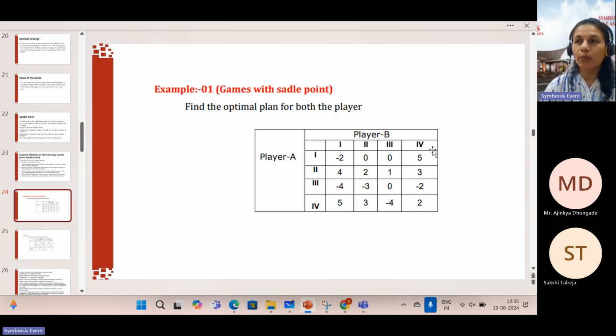Suppose player A is going to have strategy 1, and if player B, against that, adopts his strategy 1, player A is going to lose 2 units, or in terms of a monetary gain, 2 rupees. This is what we understood. And this 0 is indicating no profit, no loss. Similarly, we will calculate the maximum of the column-wise.